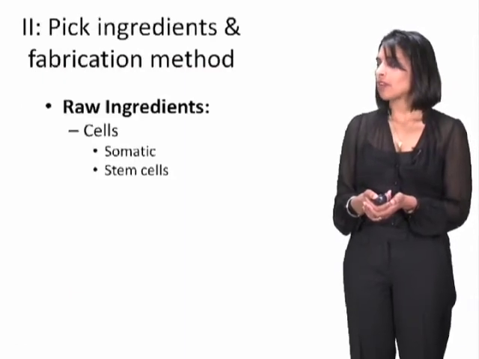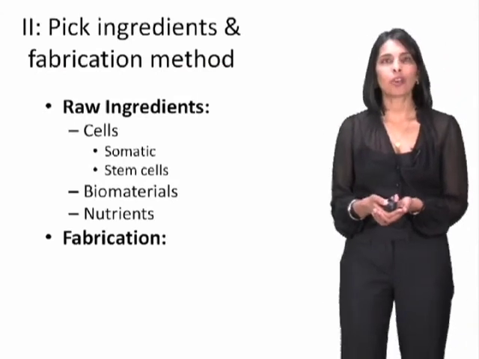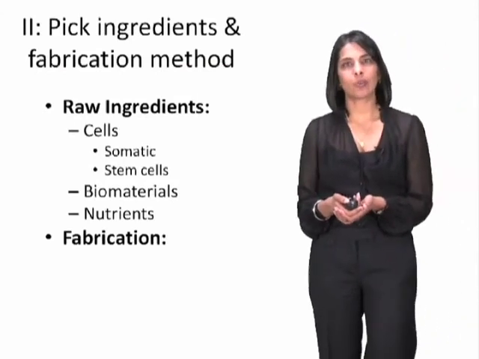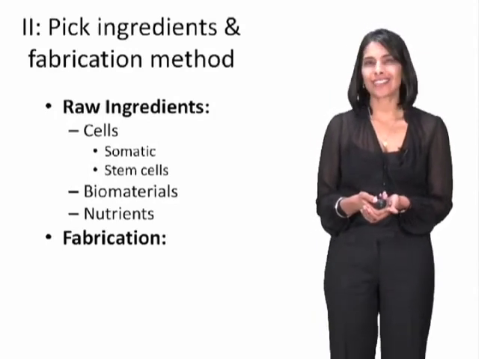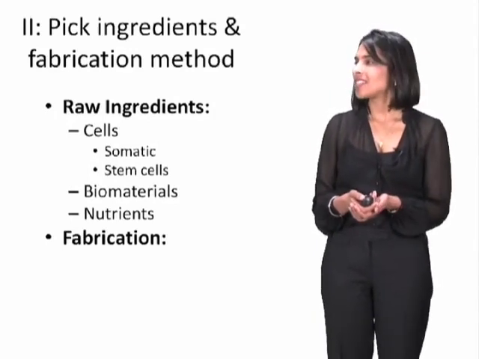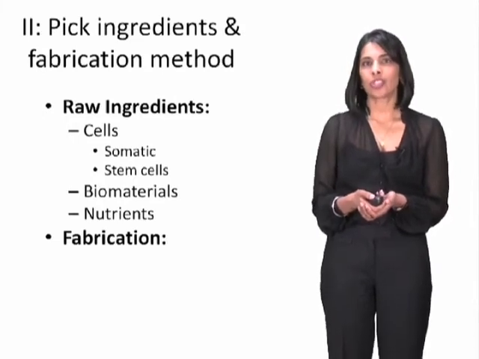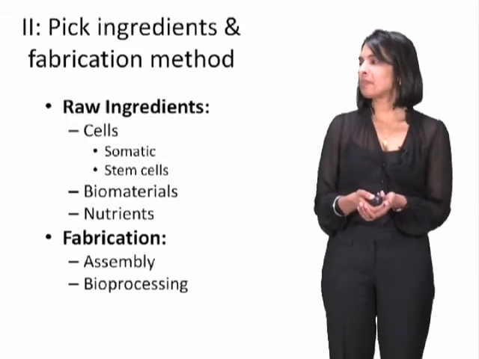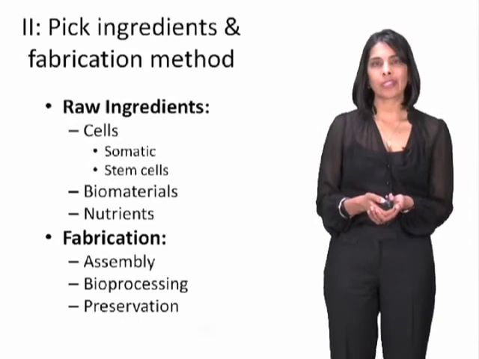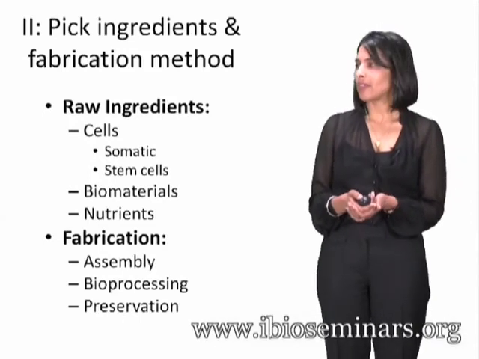Okay, so I've described the raw ingredients of cells and biomaterials. I won't say much about nutrients except to say that there is a whole science about how to feed cells in culture, and that's pretty well understood at this point. The next thing I'd like to touch on briefly is how to fabricate these organs, how to assemble them, how to process them before implantation, and importantly, how to preserve them so that one can get them to the clinic at the time of need.